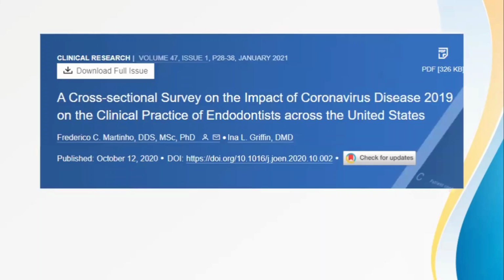This is an example of a cross-sectional survey. In this, the impact of coronavirus disease on the clinical practice of endodontists across the US is represented.